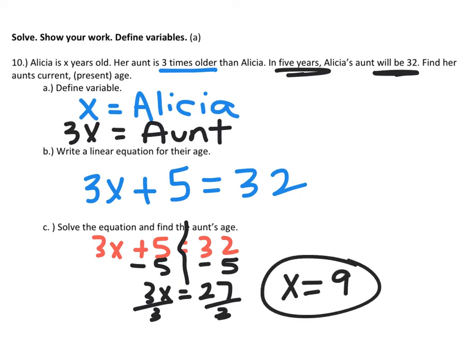Now going back to our variables that we defined, x is 9. That means Alicia is 9. And her aunt is 3 times that. So her aunt would be 9 times 3, which is 27. And that would make sense. If I do 27 plus 5, that would bring us to 32 years old.